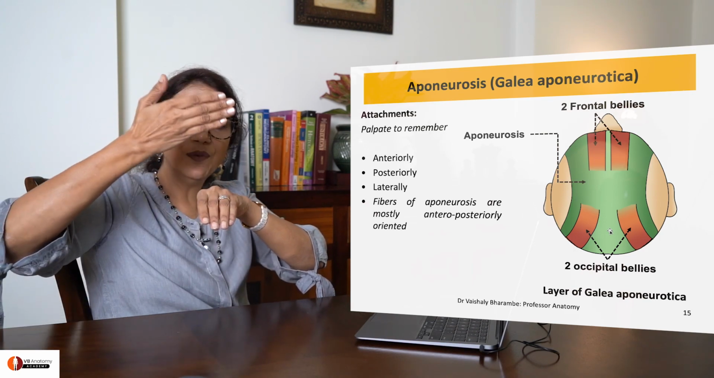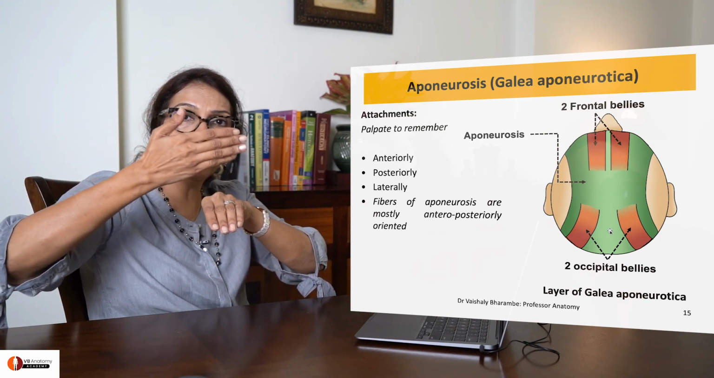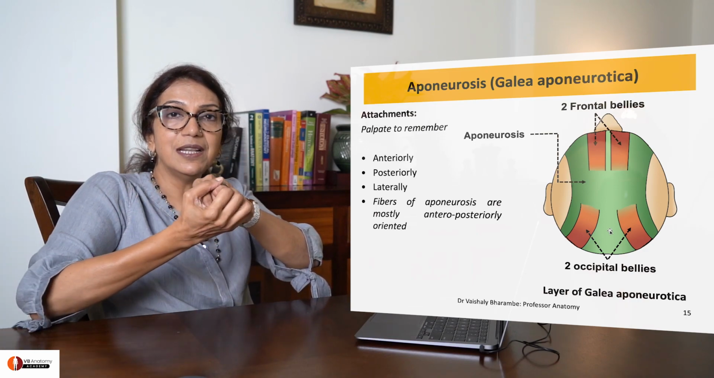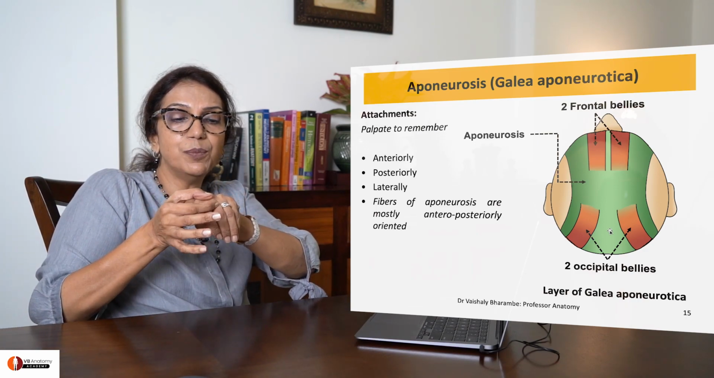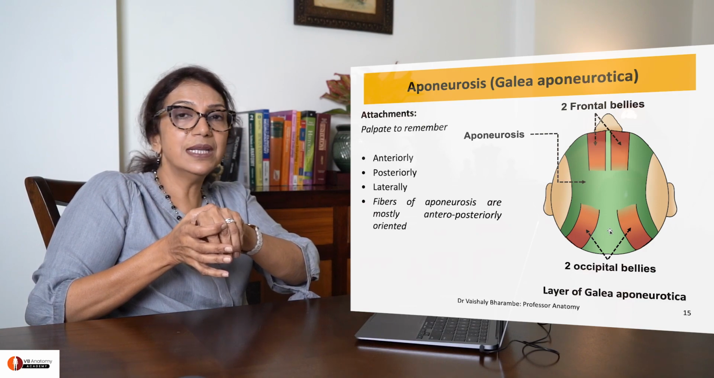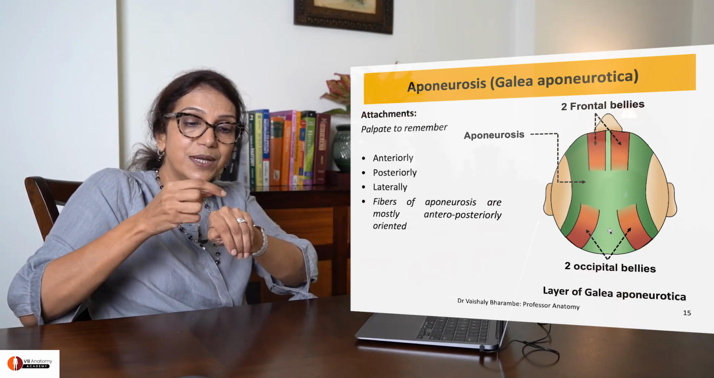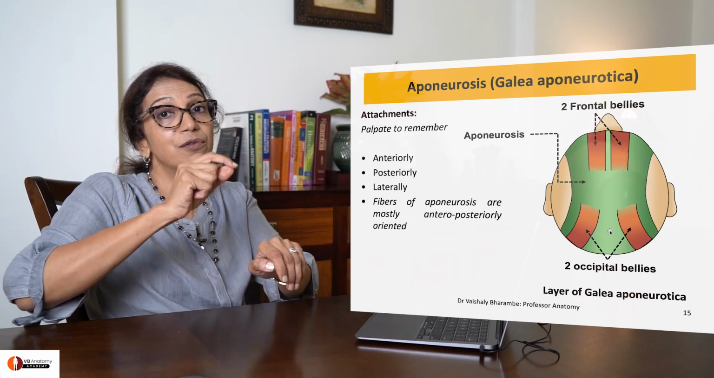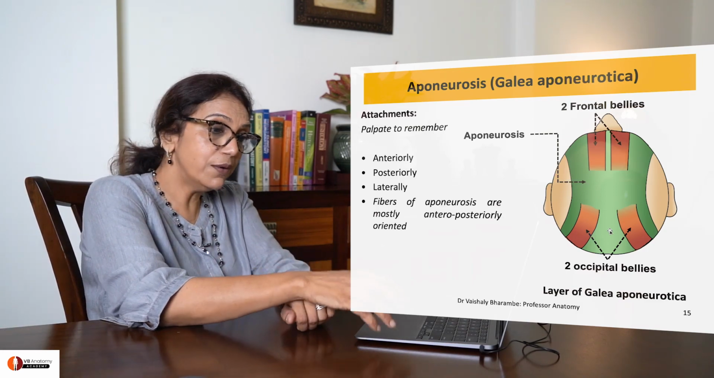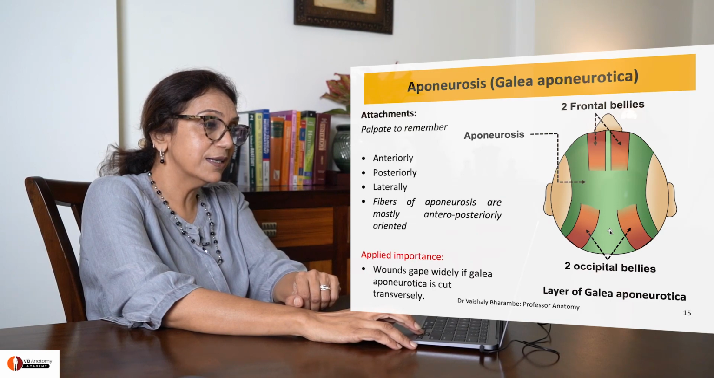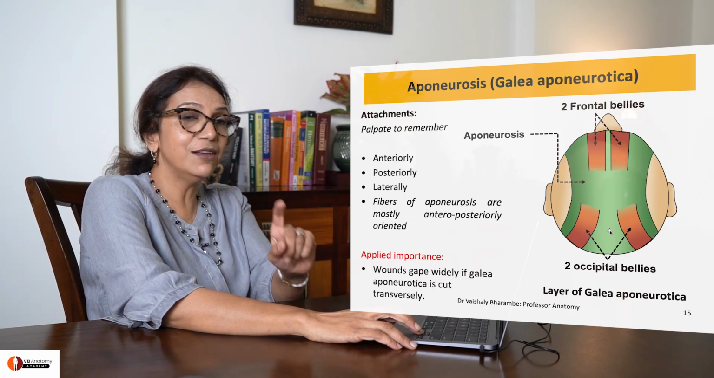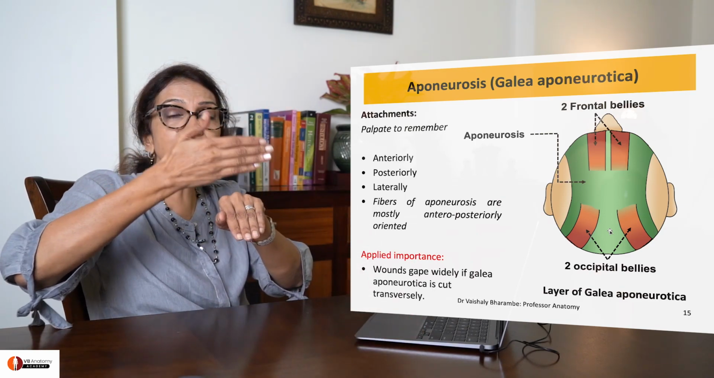But if it is horizontal, perpendicular to the direction of fibers, then the frontalis and occipitalis pull the two edges apart, causing the injury to gape. Okay, in that case, you would have to pull the two edges together and suture them up for better healing. Alright, I hope you've understood this. Remember, wounds gape widely if Galea is cut transversely.